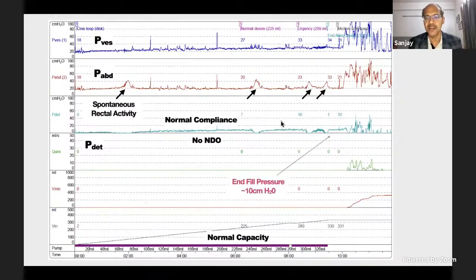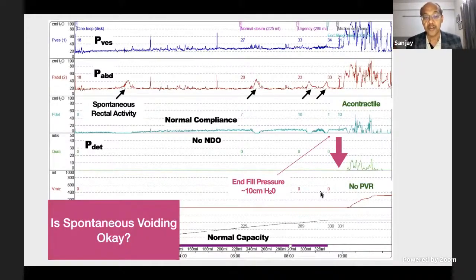There's some spontaneous rectal activity. The end fill pressure is about 10. That's a place where it's given the command to void. Acontractile, abdominal strain, no PVR. You can see the patient empty the bladder. Looks like a bladder which is safe, right? Is spontaneous voiding okay? The answer here is we don't have enough information to take a decision.